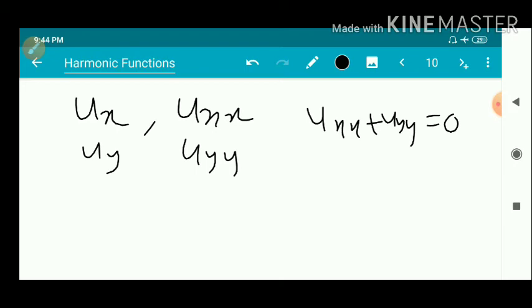So here we apply the previous result. That is, the result said that the real and imaginary parts of an analytic function are harmonic.